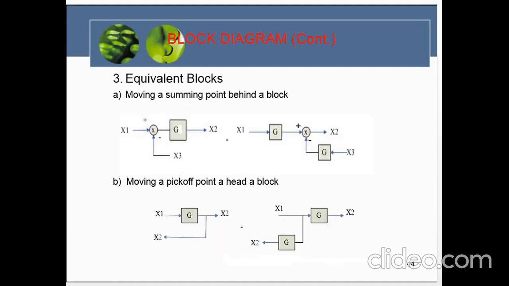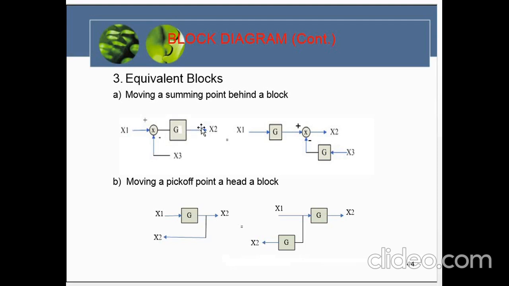Equivalent block diagram. There are several principles that we want to study in this part. First, moving a summing point behind a block. This is the summing point. We move it after G. The result must be the same. We look at it first, and then after we move the summing point after G.